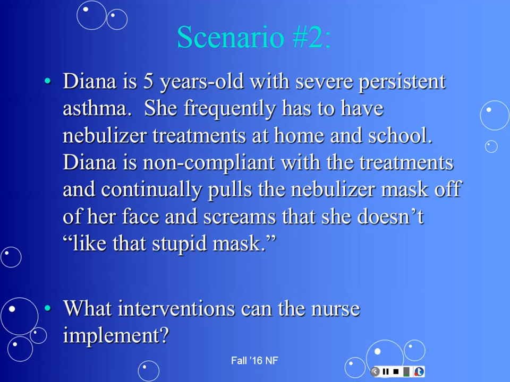Okay. Diana's a 5-year-old with severe persistent asthma. She frequently has to have neb treatments at home and school. She is non-compliant with the treatments and continually pulls the nebulizer mask off of her face and screams that she doesn't like the stupid mask. What interventions can the nurse implement? The not stupid mask? Do they have another type of mask she likes? What else can we do? Decorate the stupid mask.